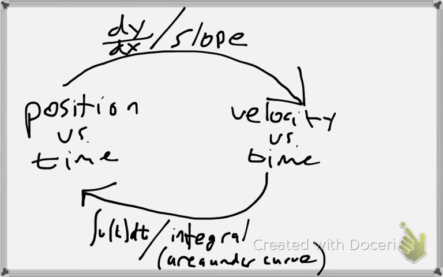Once you have the velocity versus time graph, if you take the integral or the area under the curve of this graph, it brings you back to the position versus time graph. This is, in a way, a cycle, as you can keep taking derivatives and integrals and getting the same things over and over and over.